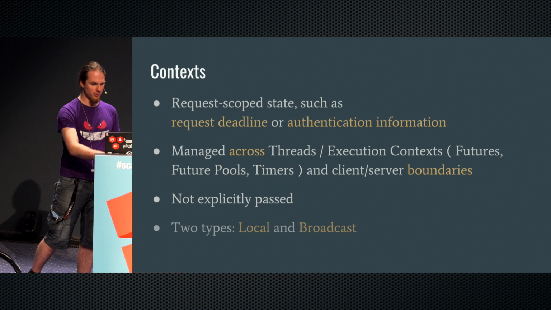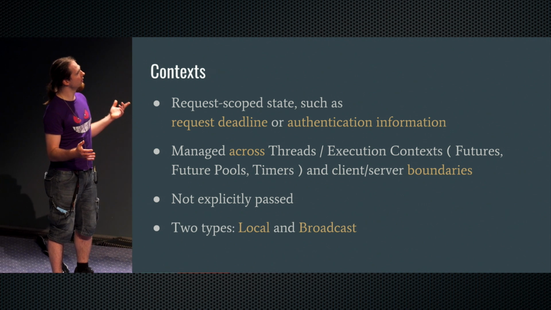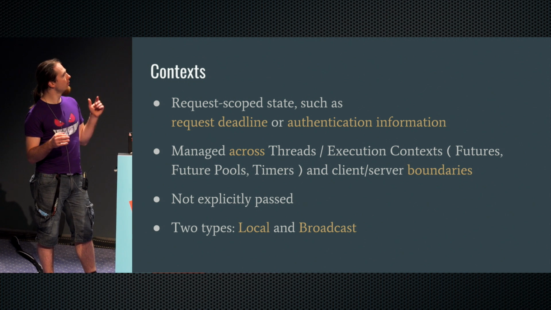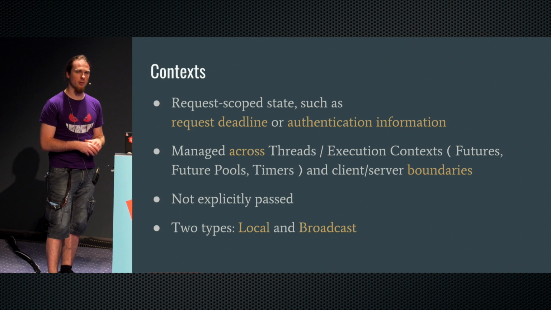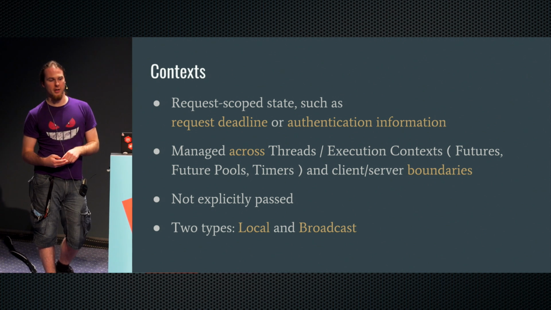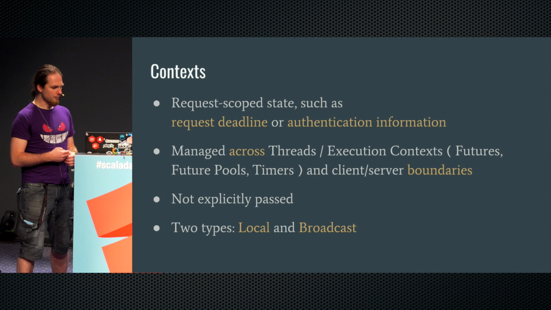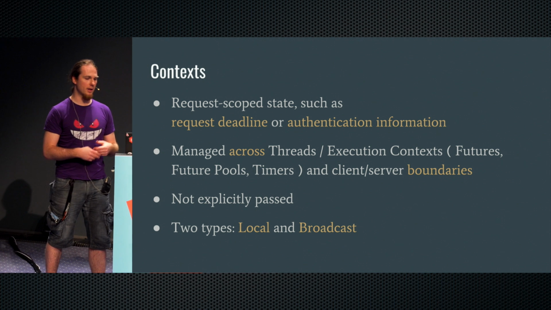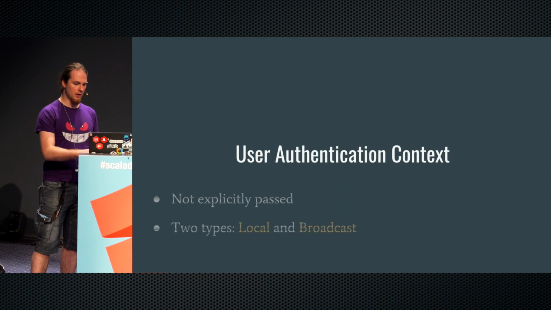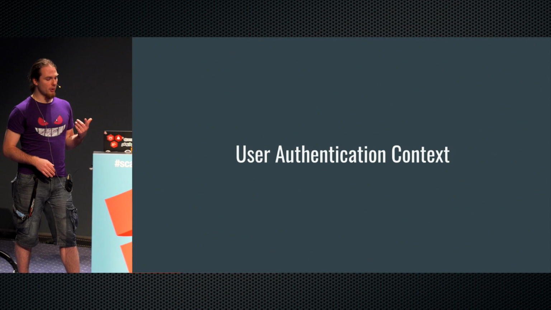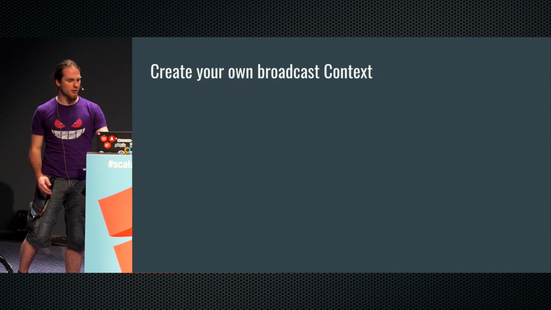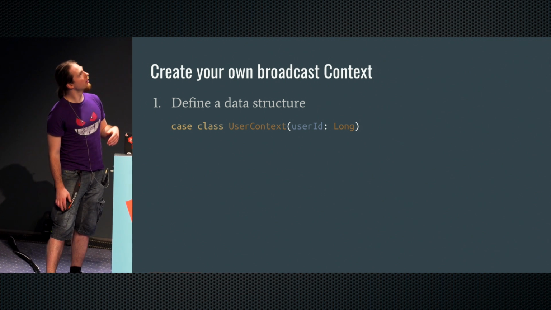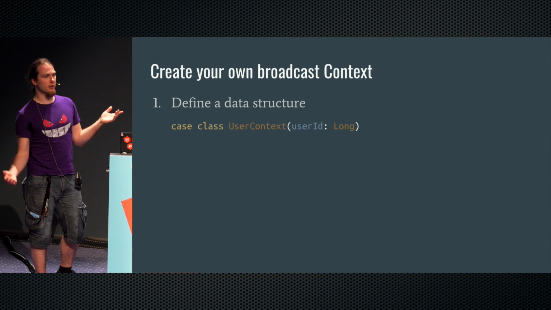So you have two implementations for this. A local one, which is per service, so it's an in-process context, and you have a broadcast context, which will be sent over the wire. So you have to make sure that you don't send too much unrelated data, but you can choose between those. And it's passed implicitly, so you can access it anywhere in your Finagle service if it's available. To give a small example, we will implement a user authentication context, and we'll define it as a broadcast context. It looks pretty straightforward, it's just a case class with a user ID.